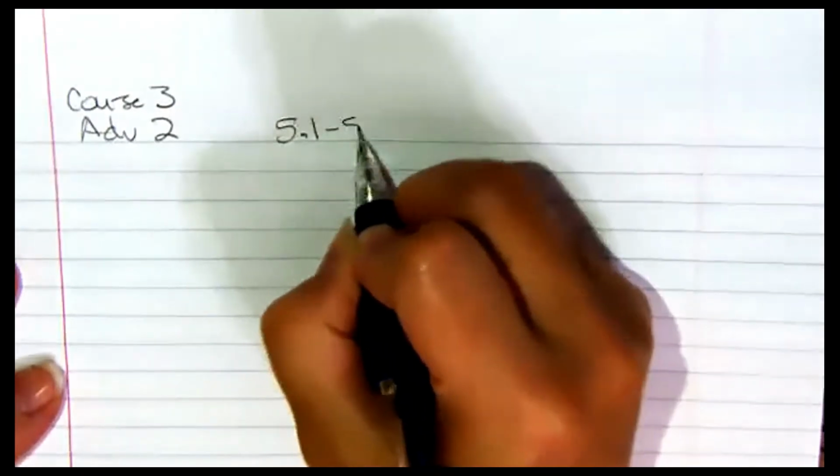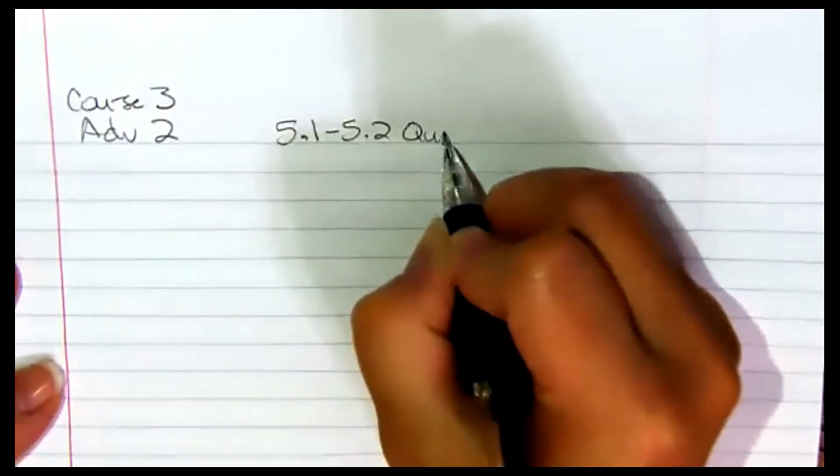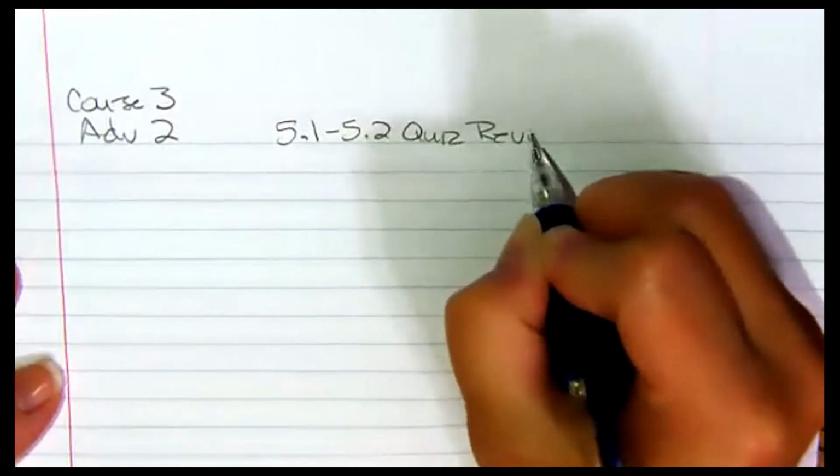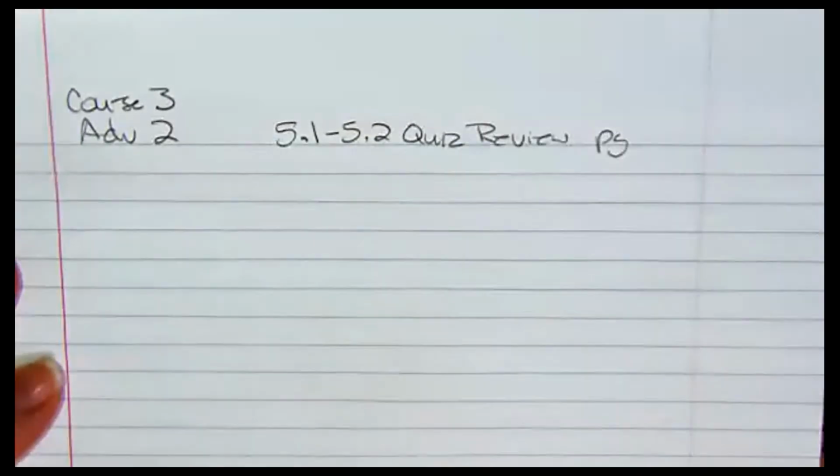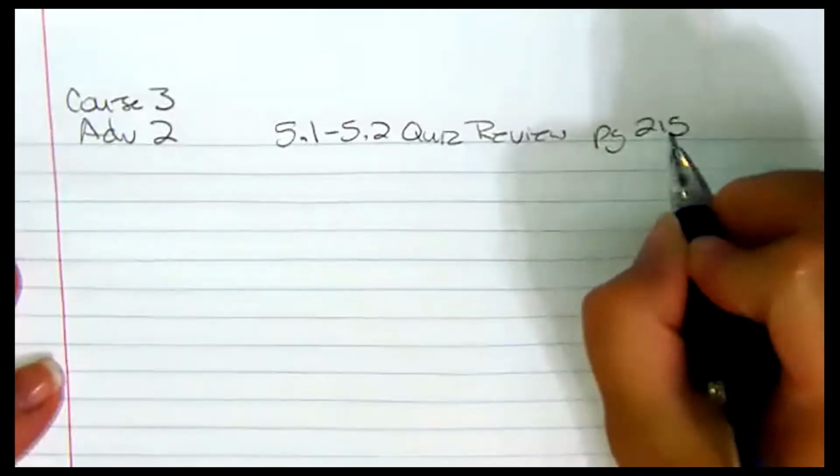Okay, if you are in 7 Excel, we are working from the Advanced 2 textbook. If you are in Math 8, we are working from the Course 3 textbook. We are doing 5.1, 5.2 quiz review, and it can be found on page 215.